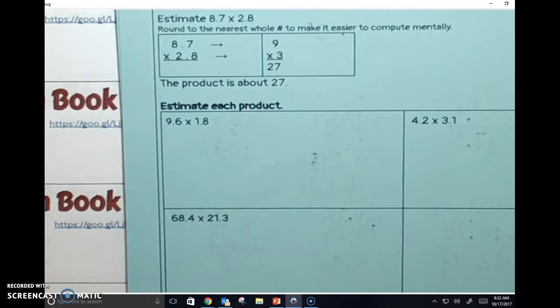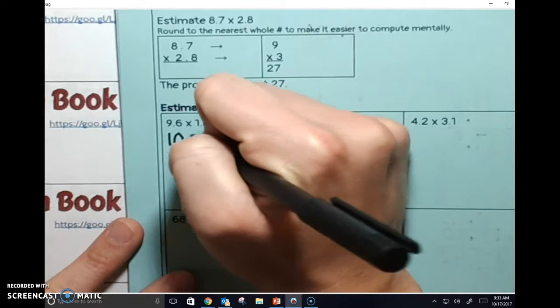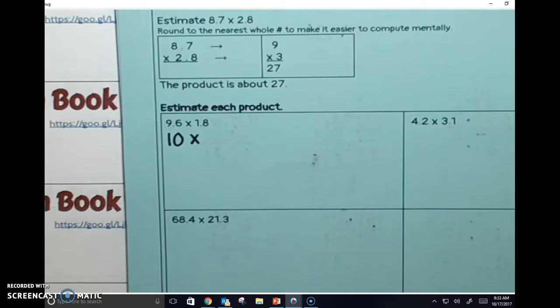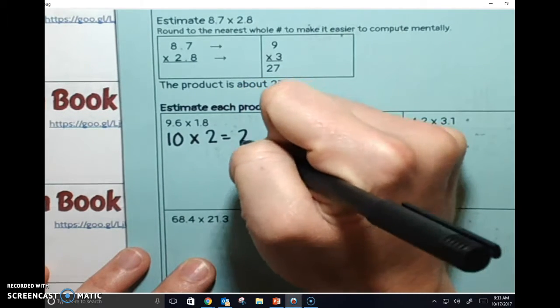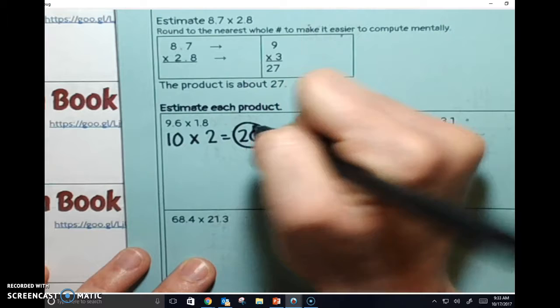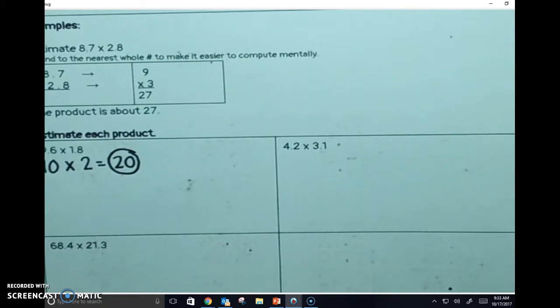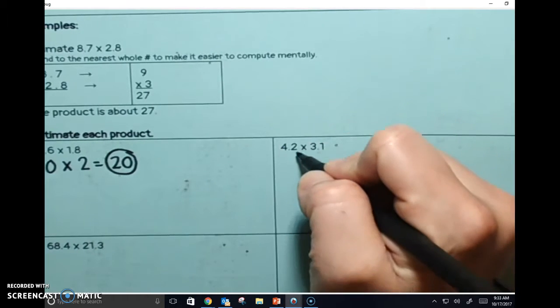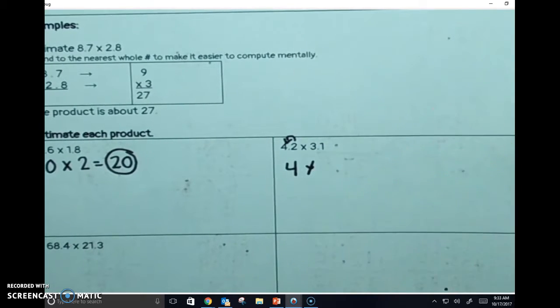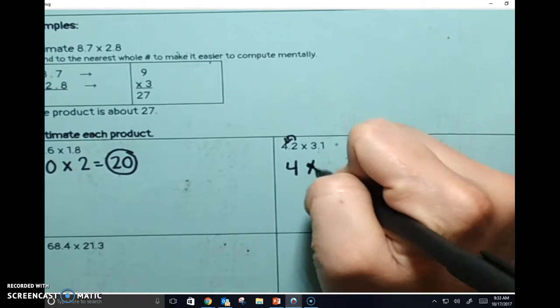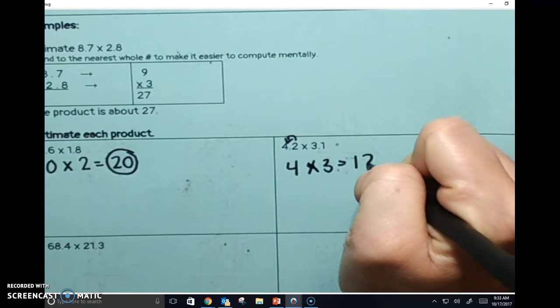Okay, so 9.6. Are we going to leave it at 9 or go up to 10? 10. 1.8. Are we going to leave it at 1 or go up to 2? 2. So our answer is what, guys? 20. Okay. 4.2. Where are we going to leave it? 4, because 2 means we're going to stay the same. The next one's 3, and then it equals 12.